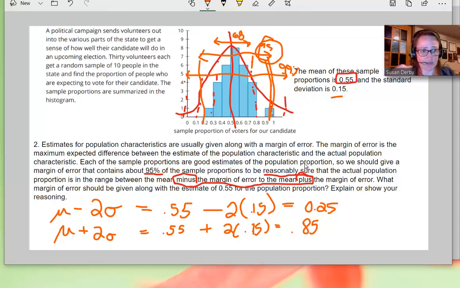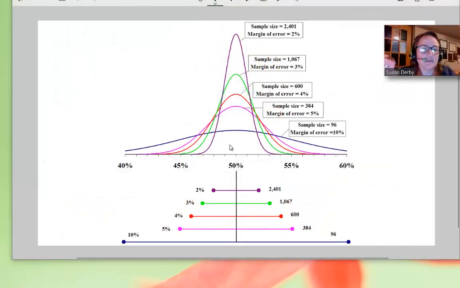If I'm running a political campaign and that's the best I can do, I'm not getting a lot of data from that, because knowing that I have between a 25 and an 85% chance of winning my election, I'm not feeling very safe. And so you might be asking yourself, well, how can we make that range, that wiggle room, a little smaller? And the way to do that is represented by this.